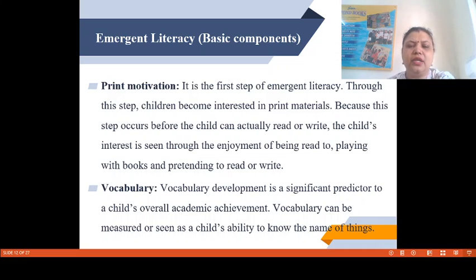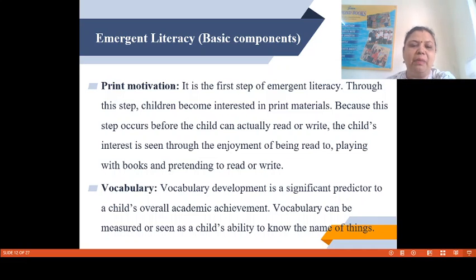read or write. You must have found many children, those who are not in the formal school system, but still they are very keen to observe the images in magazines, newspapers and books, or the colorful images attract them and they pretend like they are reading, but they keep the book sometimes in the opposite direction or in the wrong direction, but still it attracts them.